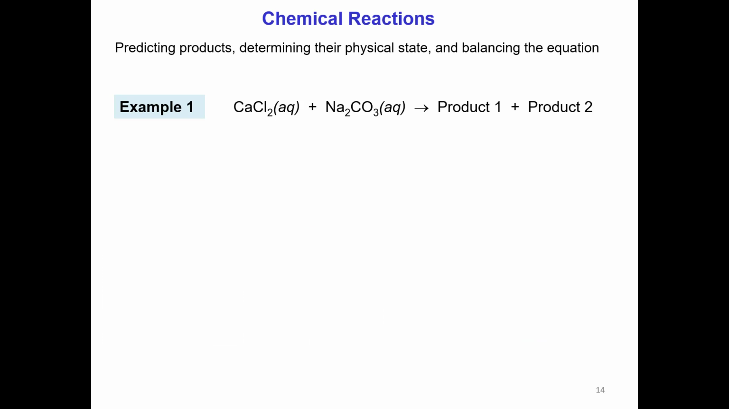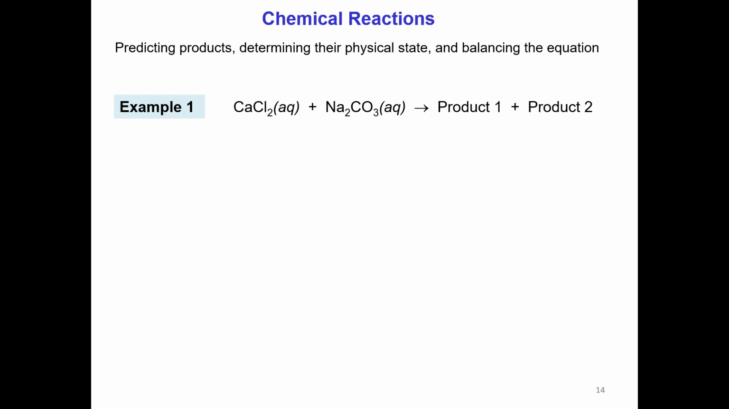And let's try one more example. We want to predict, if the calcium chloride reacts with the sodium carbonate, what will be the products? And the problem says we must get 2 products. Yes. And let's follow the 4 steps to solve this problem.